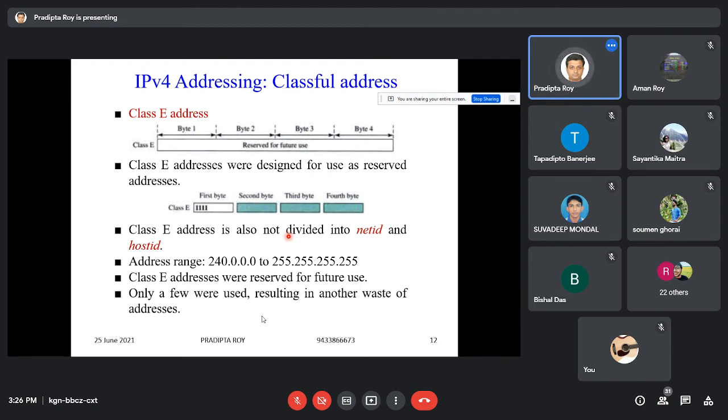The address range of class E address is 240.0.0.0 to 255.255.255.255. So how can we calculate this one? First 4 bits are all ones. Then if you fill the rest 28 bits with all zeros, you will get this value, 240.0.0.0. And if all the values are filled up with all ones, then it will be 255.255.255.255. So this is about class E address.